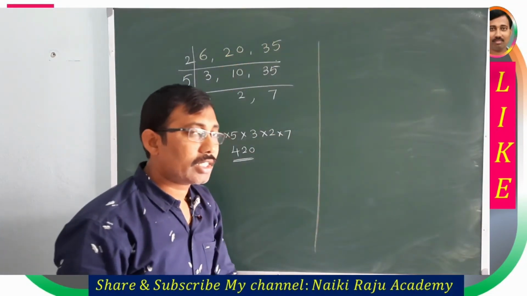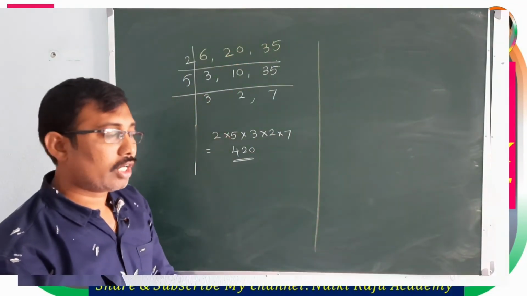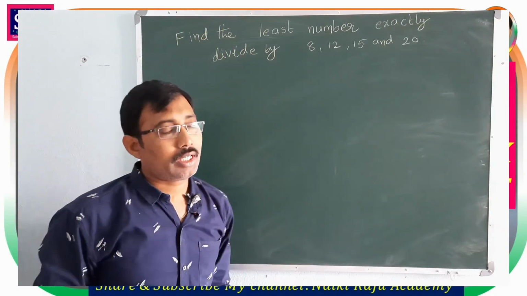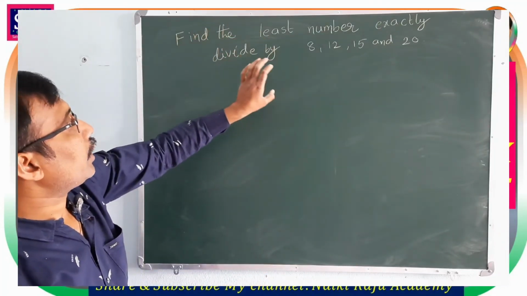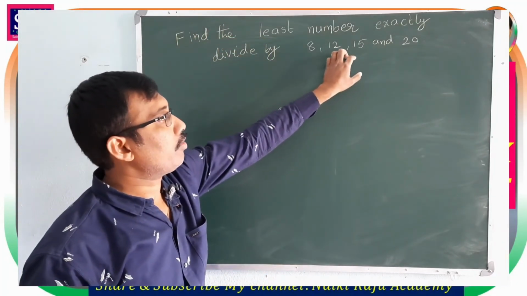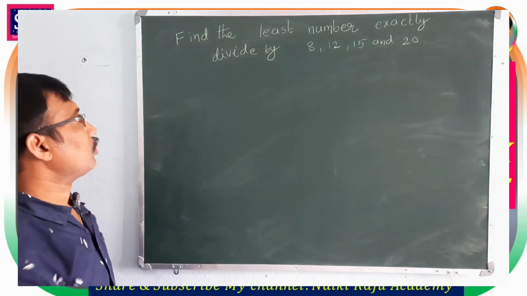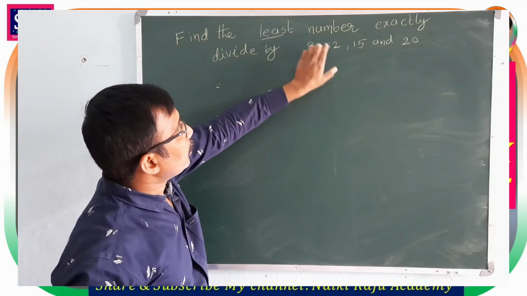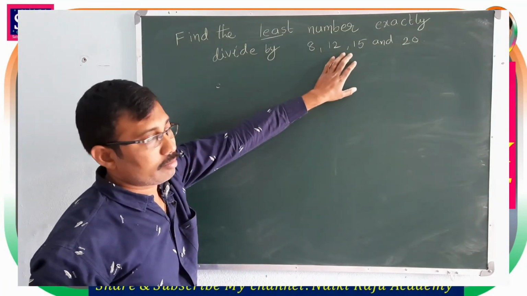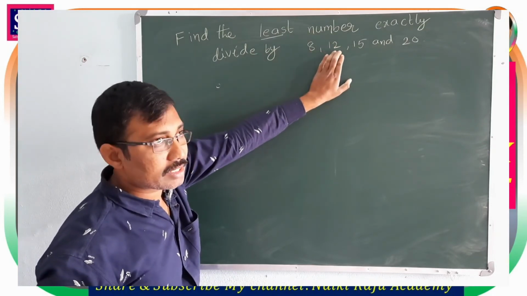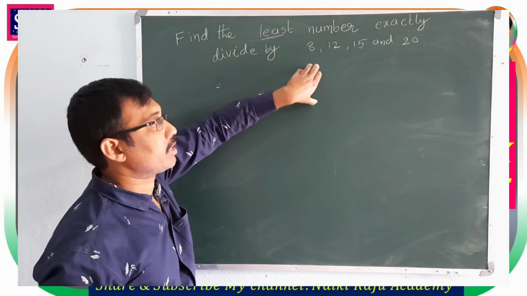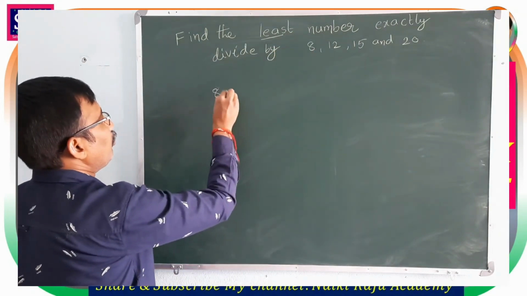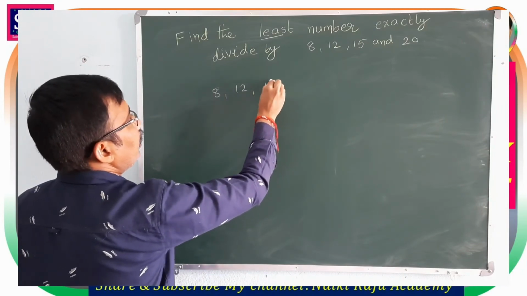Sometimes questions are not direct. How are the questions given? Find the least number exactly divisible by 8, 12, 15 and 20. Least number means the number that is divisible by these numbers, so we find the LCM. The least common multiple is called the least number exactly divisible by these numbers. So find the LCM of the given numbers 8, 12, 15 and 20.